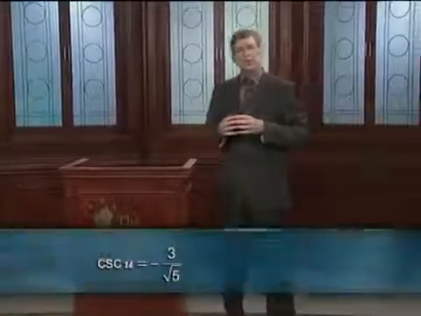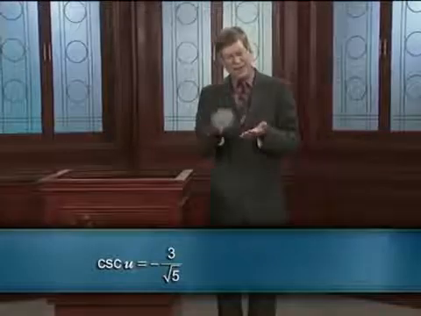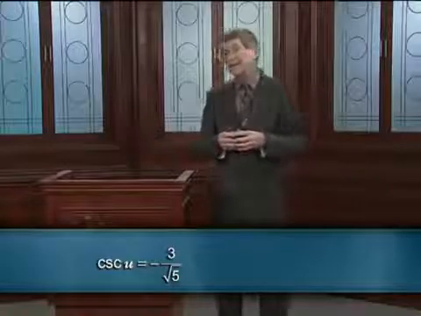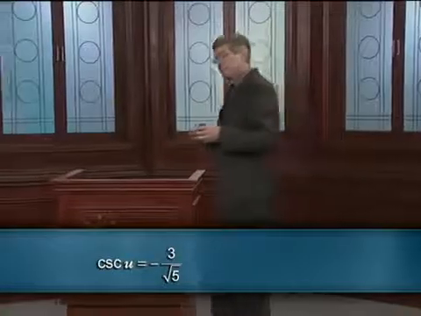Okay, a little study tip here about answers. In that previous problem, we had some square roots. In fact, if you remember, the cosecant of our angle was minus 3 over the square root of 5. Well, you might look back in your textbook to check your answer for a problem like this, and you look in the back, it might not have the answer in that form. Most textbooks will rationalize the denominator.